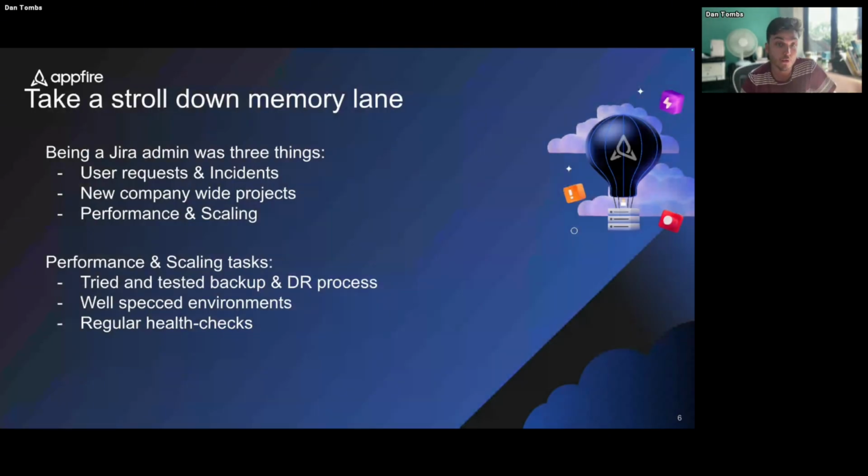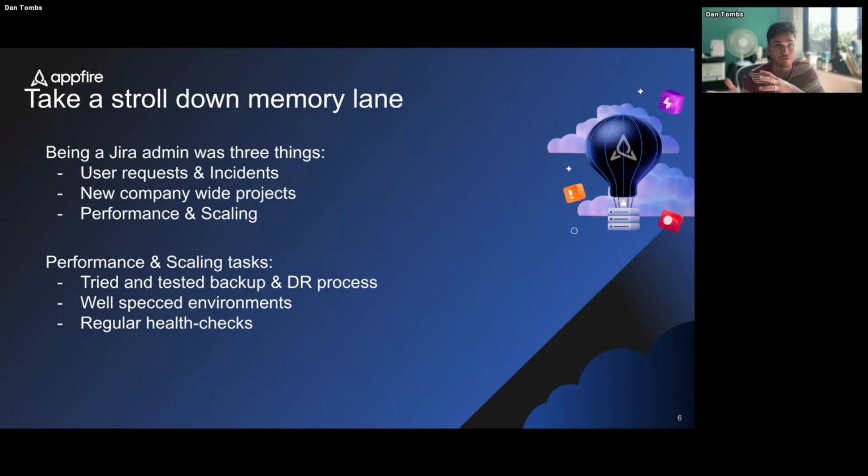So 7 years ago in my own history, I was a dedicated resource. I was a Jira admin, probably like a few of you here today. And my day was really split up into three main areas. We had user requests and dealing with incidents that would come through on a day-to-day basis. We had the new company projects and things that they wanted to do, and we had to, as dedicated resources, work out how Atlassian would fit into those areas. And the final one was about trying to scale and make sure that our ecosystem was as performant as possible. You know, especially back then, there were quite a few things that you would have to do.